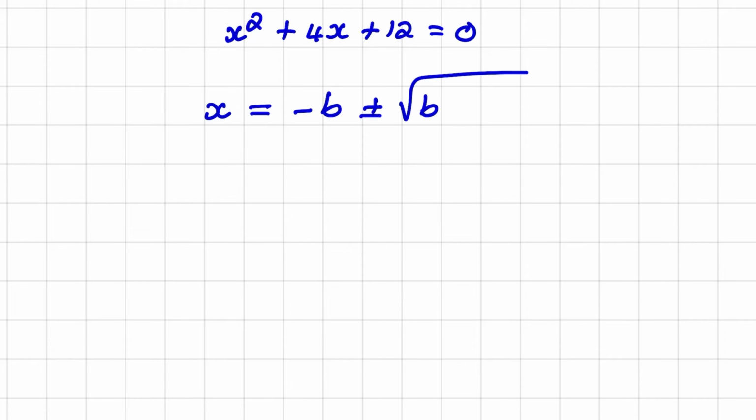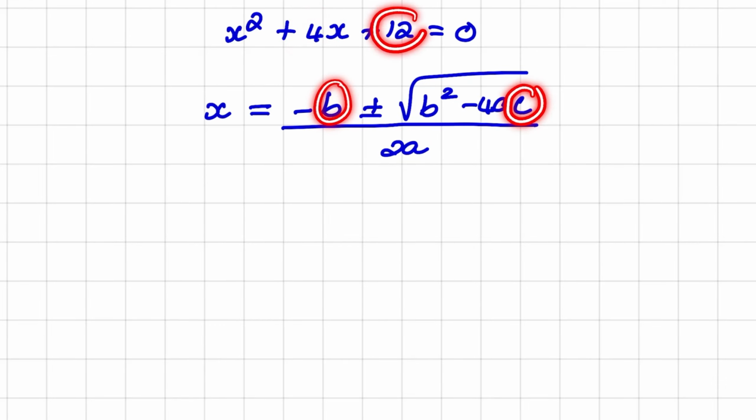So let us say that we have x squared plus 4x plus 12 equal to 0. Now again, we cannot factorize this trinomial. So let us use the quadratic formula, which is x equals minus b plus or minus the square root of b squared minus 4ac, divided by 2a, where the a value is equal to 1, the b value equals plus 4, and the c value equal to plus 12.